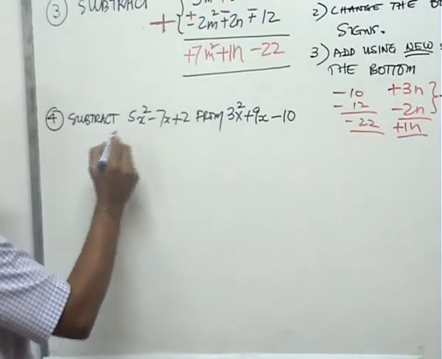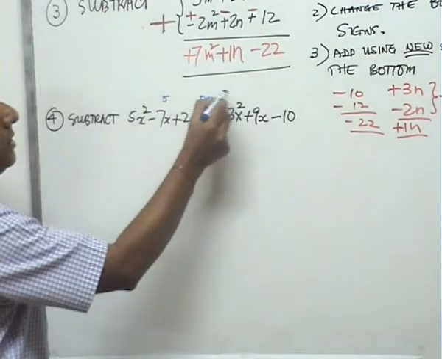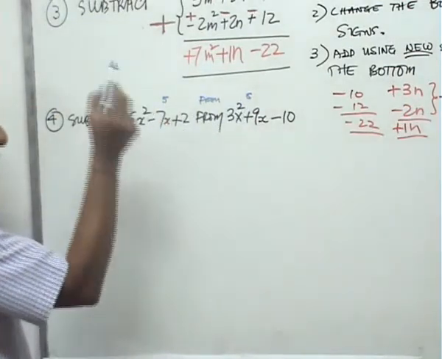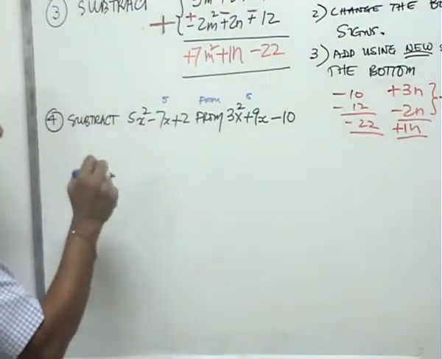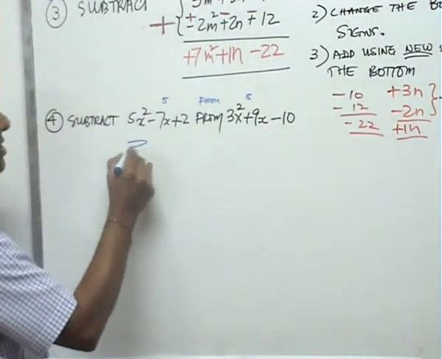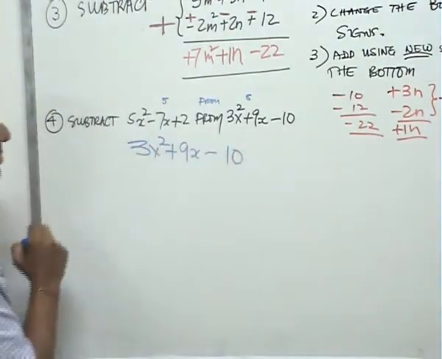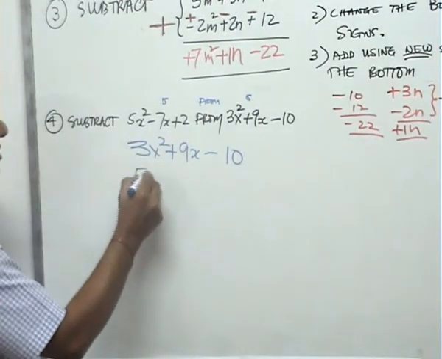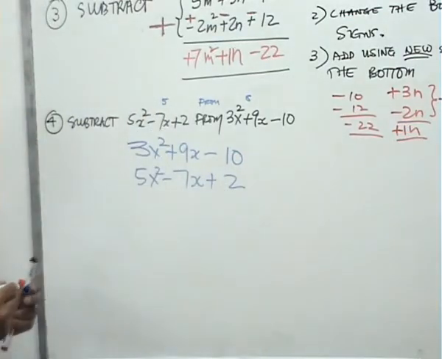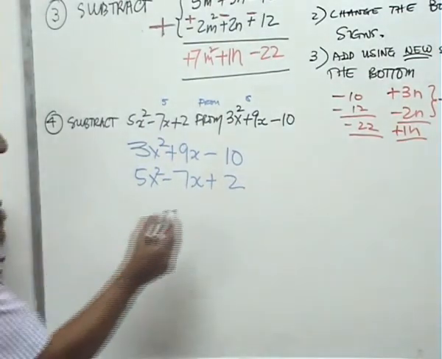It's like saying subtract 5 from 8. If you said subtract 5 from 8, then 8 will go on top and the 5 will go down. 8 minus 5. So that's right. That's why this one will be the bottom, that will be on the top. So there's your 3x squared plus 9x minus 10. And what will be in the bottom? 5x squared minus 7x plus 2. So now it's set one below the other. The like terms are set one below the other, and we can add.